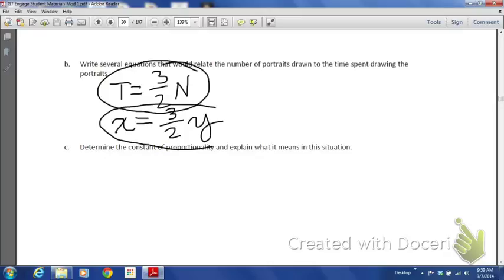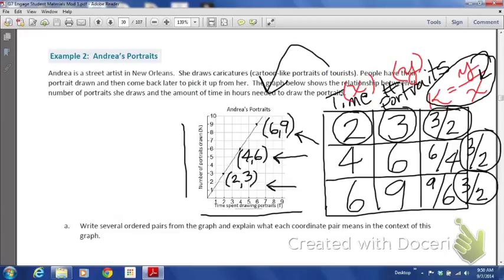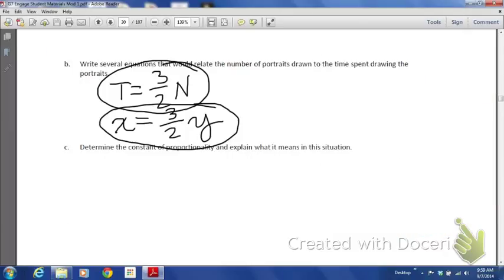But if we looked at it this way, so if we go back, for any value of x that we put in, we would multiply that by our constant of proportionality, and we would get our y. So let's go ahead and do one that kind of makes sense.